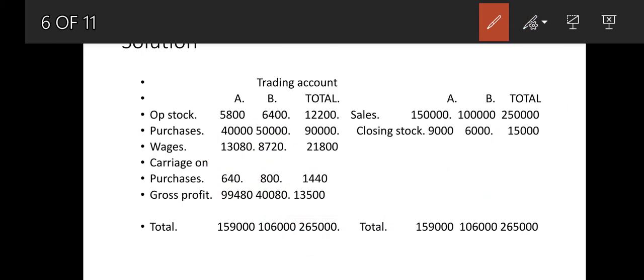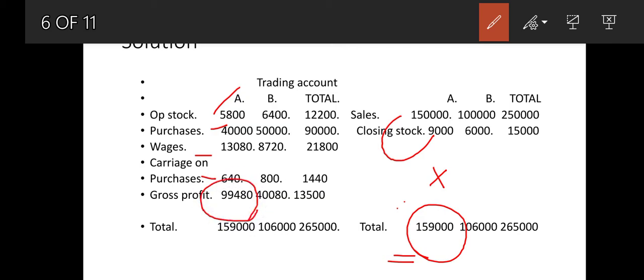Now what we have to do, we have to add 1,50,000 plus 9,000, we get 159,000. Now we will take 195,000 minus 5,800 minus 40,000 minus 13080 minus 640, and we will get 99,480. It is the gross profit for department A.